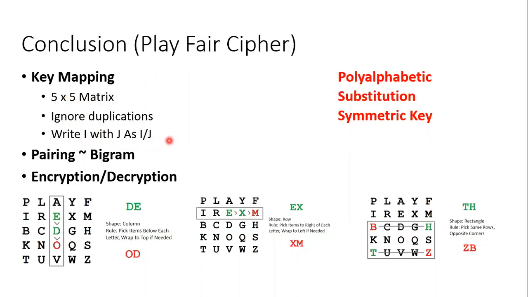This is already understood, that for English we have 26 alphabets. So 5 by 5 is equal to 25. So one cell will contain the duplicate items, like I and J.